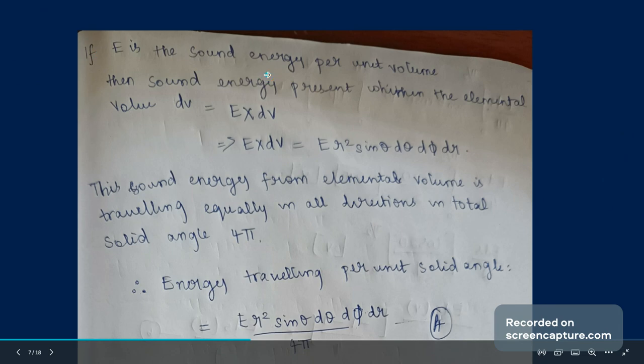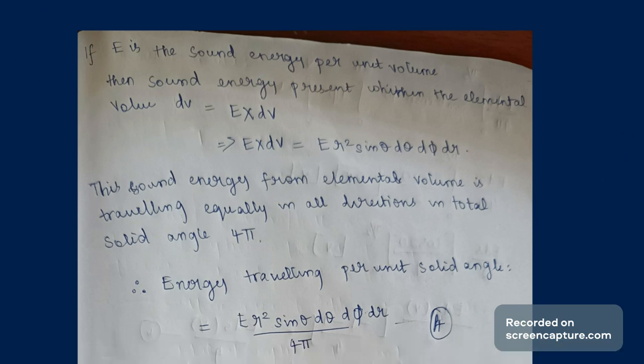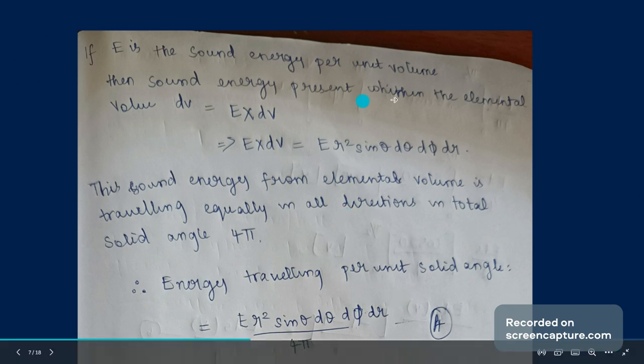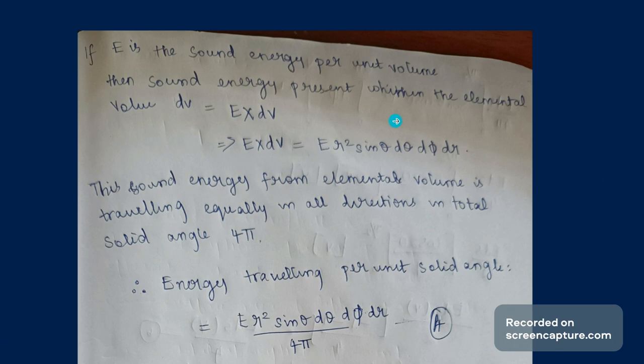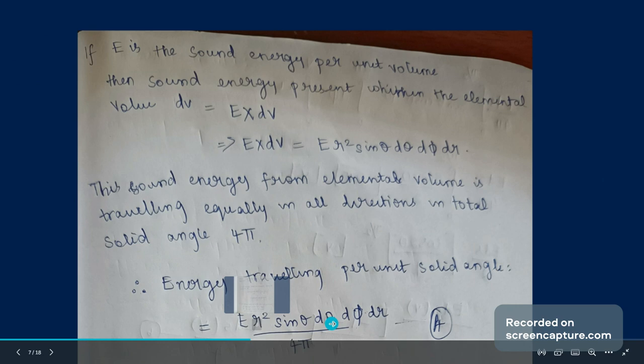If E is the sound energy per unit volume, then the sound energy present within the elemental volume dV, that is the volume that we just discussed, is E into dV. Substituting the value of dV that we got from the previous expression, we get E r square sine theta d theta d phi dr. The sound energy from the elemental volume is traveling equally in all directions. So the sound energy in one solid angle is going to be given by E r square sine theta d theta d phi dr divided by 4 pi.